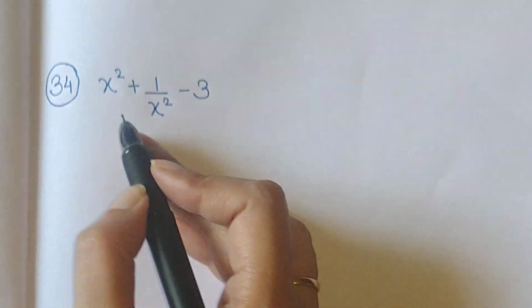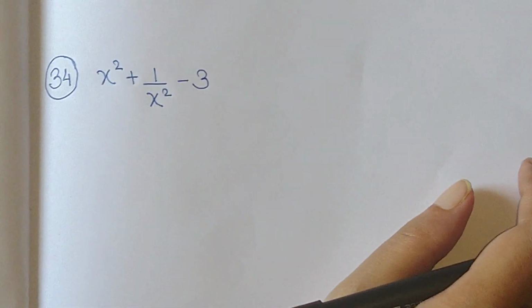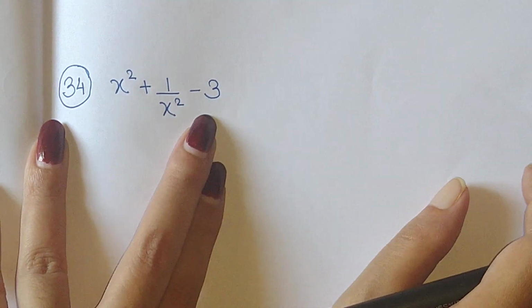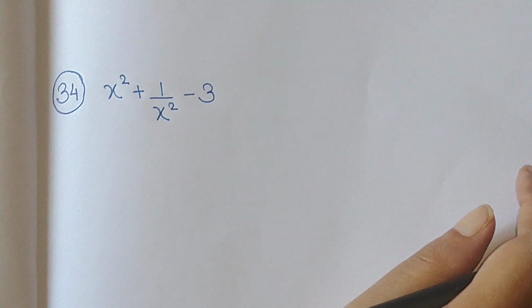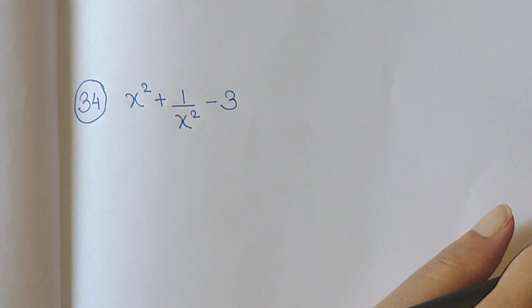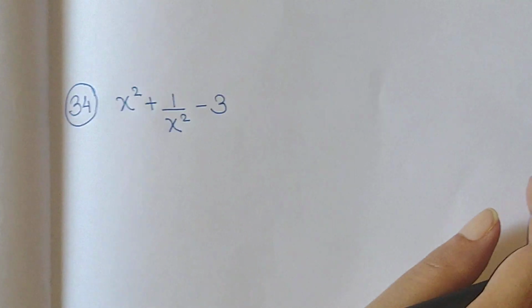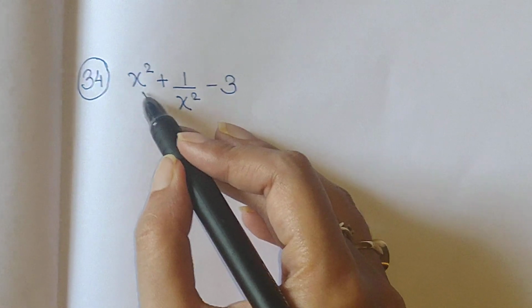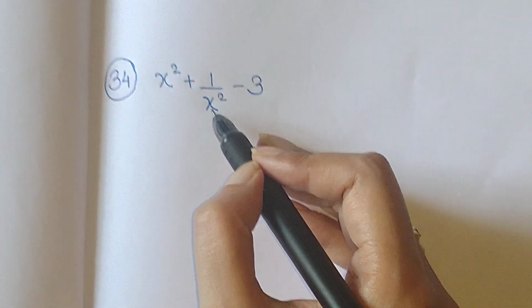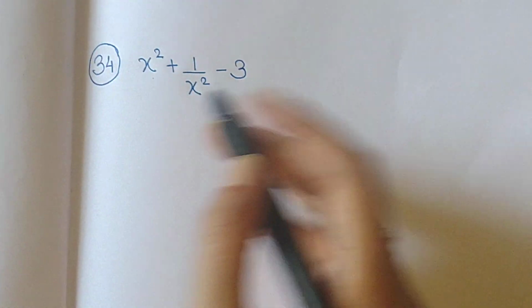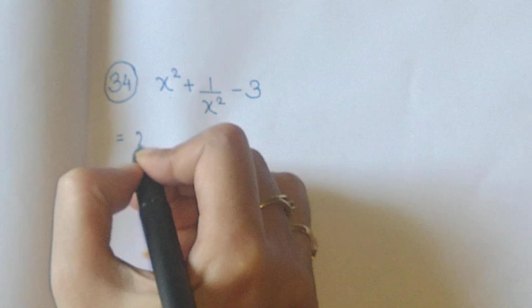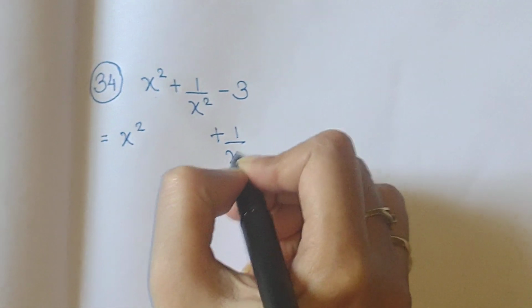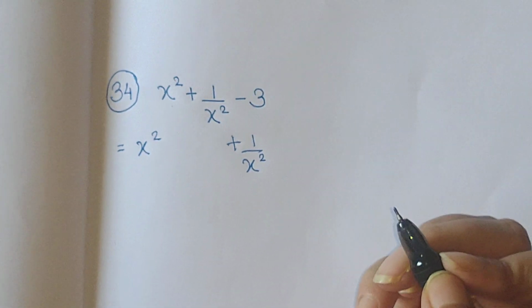Now we are going to solve sum number 34. x square plus 1 by x square minus 3. So over here also you can see that the difference of two squares form is not given. So I have to reduce it. x square and 1 by x square are already square terms, so I will be writing x square plus 1 by x square as it is.